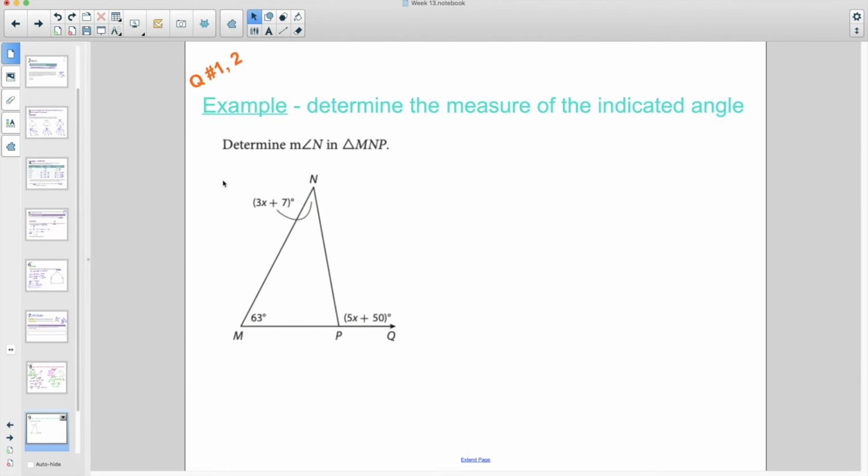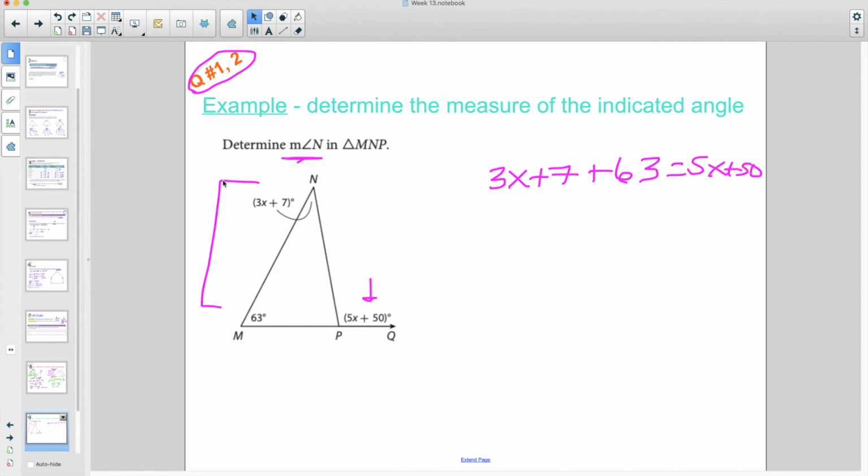So we have a different picture here. I'm getting you guys ready for your questions 1 and 2. So determine the measure of the indicated angle. We want to find the measure of angle N, right? The measure of angle N there is part of our triangle MNP. So again, we have our 2 remote interior angles and we have our exterior angle right there. So let's go ahead and set up our equation. We're going to find the sum of our remote interior angles first. We have 3x plus 7, plus 63, and that's going to equal our 5x plus 50.